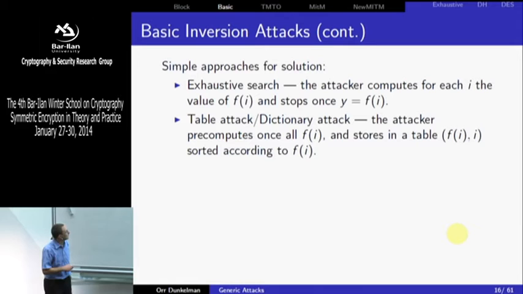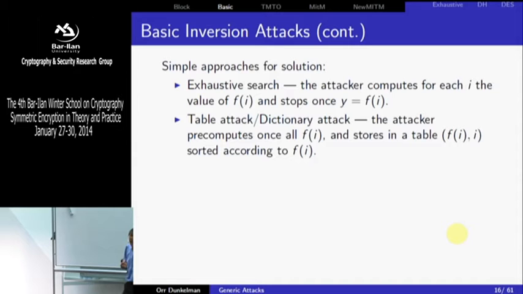There is a second attack. It is sometimes called the table attack, dictionary attack. It has several names. The idea is as follows. You once go over all the possible inputs, and for each input, you compute f of I, and you store in a table f of I and I. And now when I approach you and tell you, please invert the function on this specific y, you go to the table. You look at the entry which corresponds to y, and you find the pre-image.